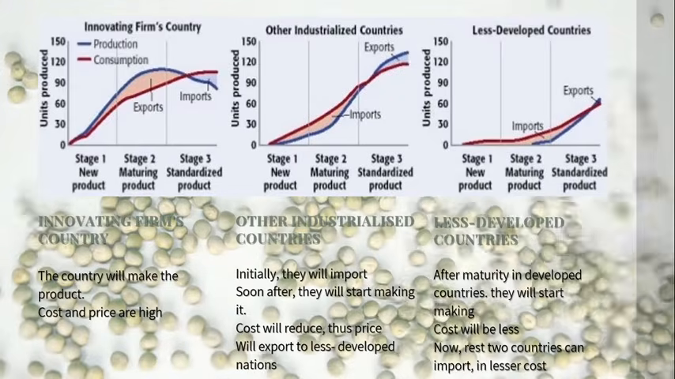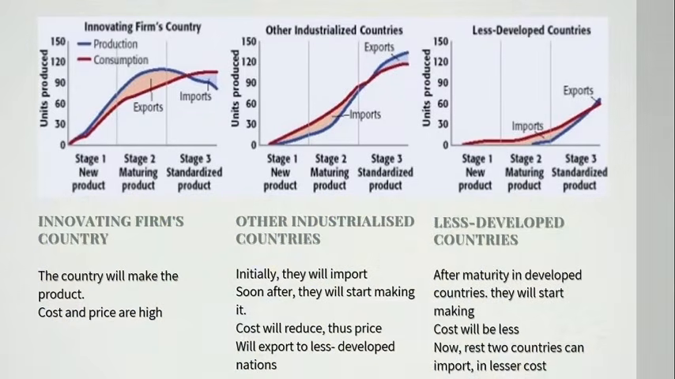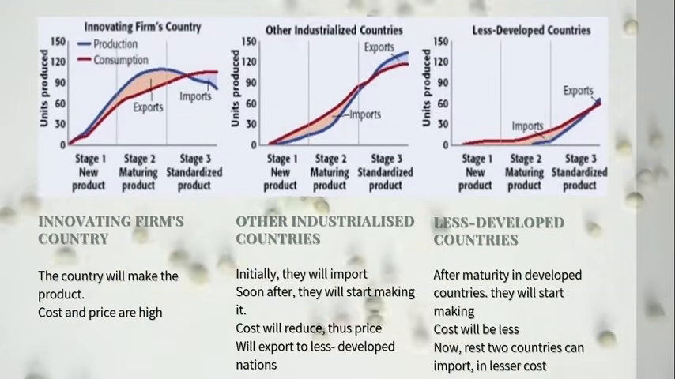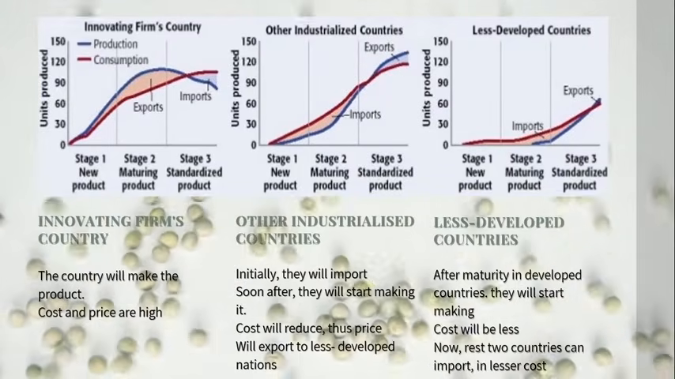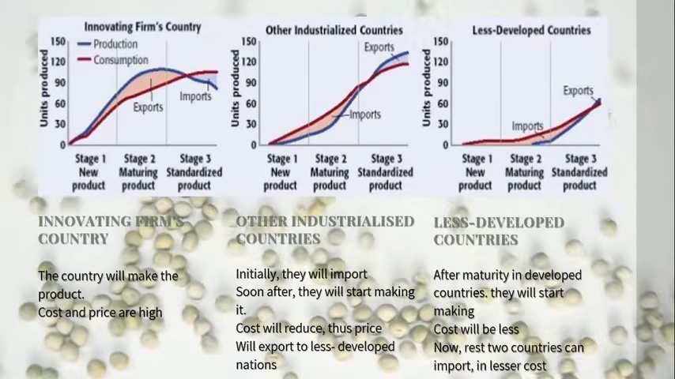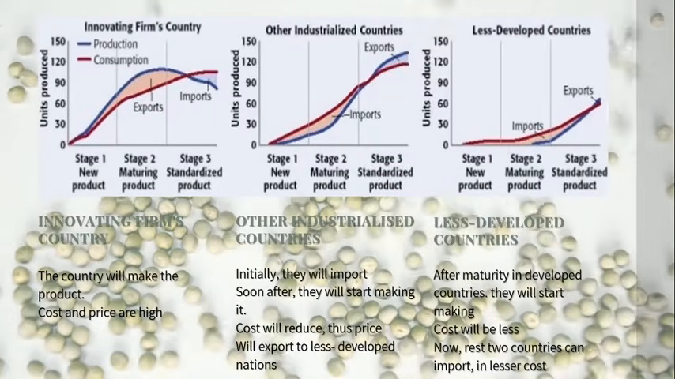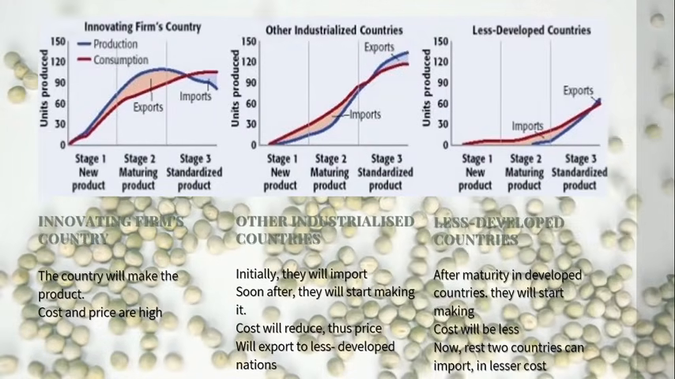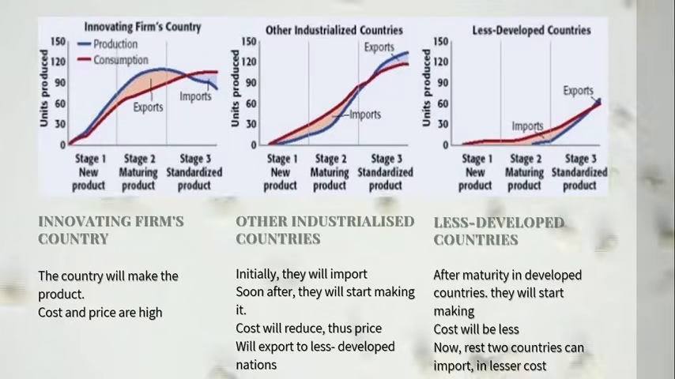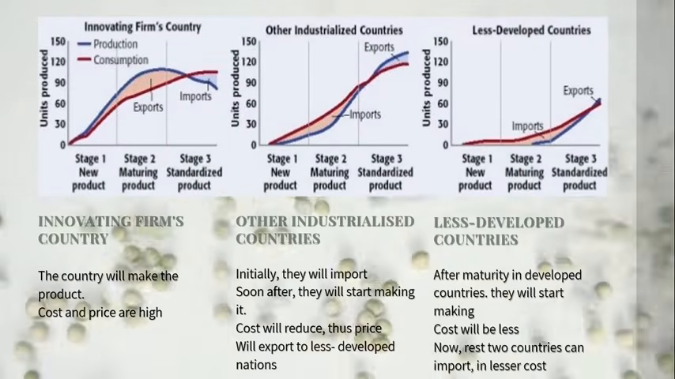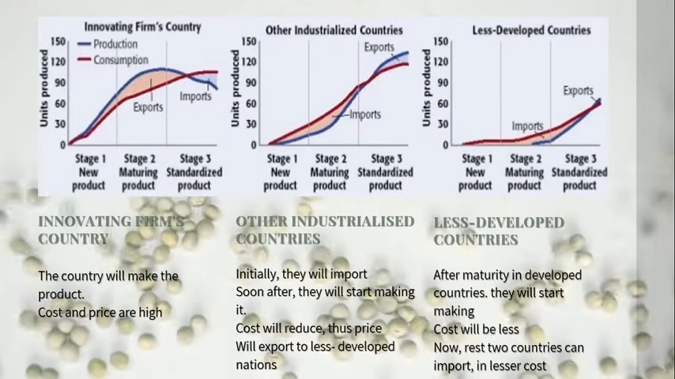After this stage, it is quite possible that less developed countries will make computers at a lower price than the US or any other developed country. In fact, it is profitable for developed countries to start buying from these countries instead of making it. So friends, this is how manufacturing of the product ripples from the innovating country to developing countries.